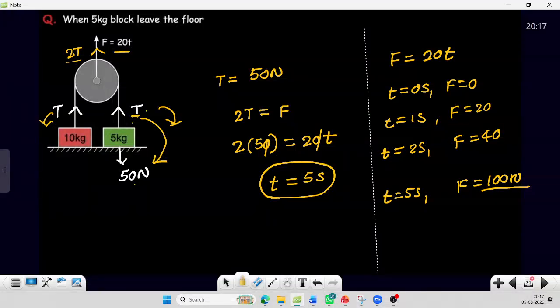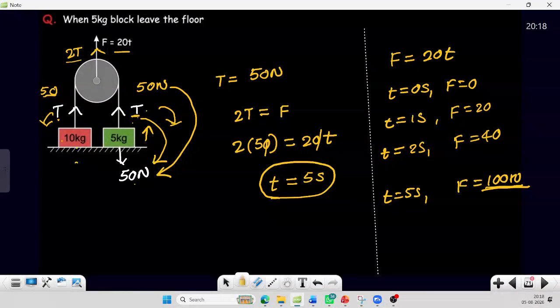Okay, so this 10 kg block. To lift the 10 kg block, we require more force. That is 100. T value must be 100. Then only it will move. Now when you apply 100 newtons as F, 50 will be applicable on this side of the string, and another 50 on the other side. This 50 is sufficient to lift this block. That's why the 5 kg block is moving upward, but this 10 kg block doesn't move.